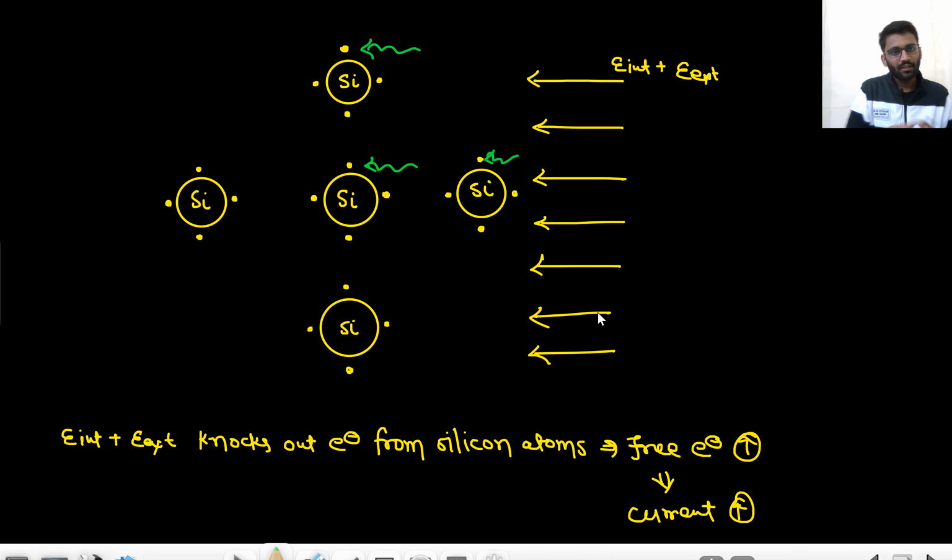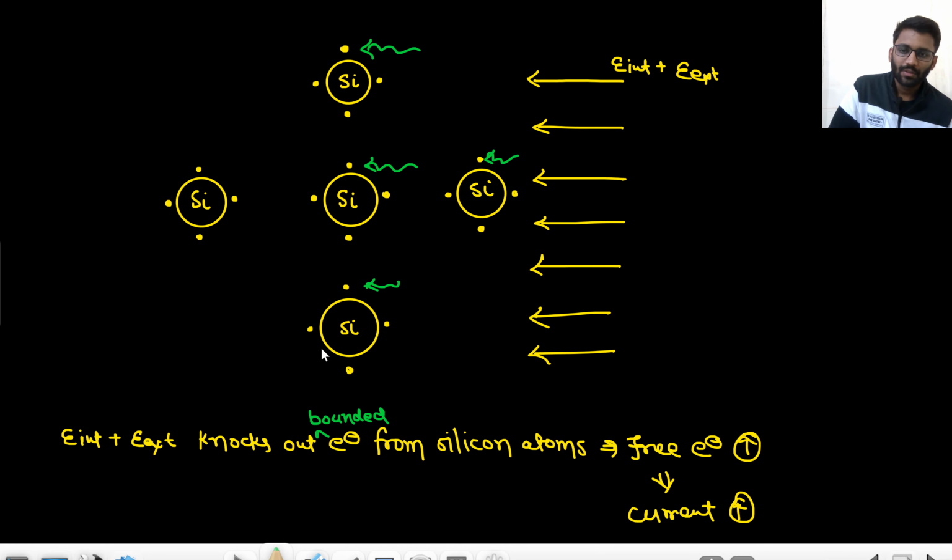In avalanche breakdown, what was happening? Bounded electrons of silicon were getting knocked out. But by whom? By high energy electrons. And in Zener breakdown as well, what is happening? The bounded electrons of silicon are getting knocked out. But by whom? By high electric field. Okay, so this electric field, E internal plus E external, knocks out the bounded electrons from silicon atoms. Okay, and thus they will create a lot of free electrons.